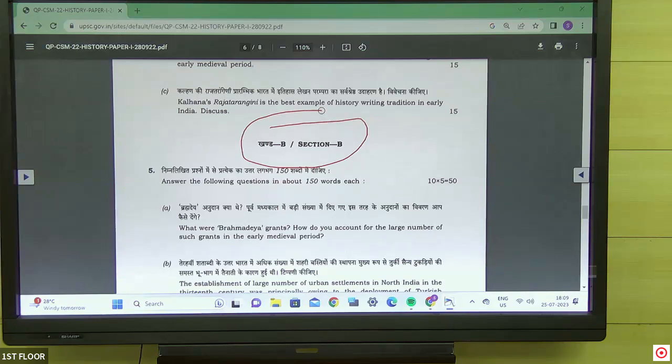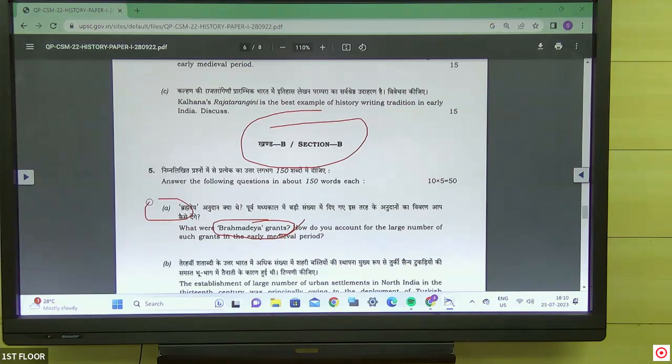How can you say based on that? If you go to the syllabus, they can ask questions based on the syllabus alone. For example, take: what were Brahmadeya grants? How do you account for the large number of such grants? Sir, how could you expect that? Fifth A is Brahmadeya grants. Take the syllabus.